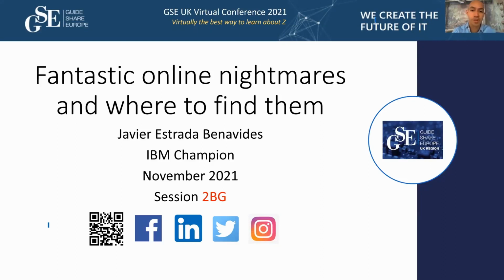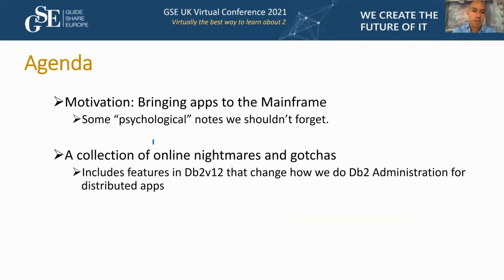So I'm going to show you and tell you about some of the usual nightmares that I would see when working on a migration. The agenda has only two sections. The first one is some human behavior kind of notes that you will see from most people when they move. And the rest is going to be a collection of problems and how to solve them with DB2.